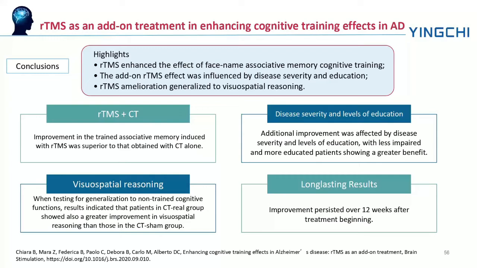And when testing for generalization to non-trained cognitive functions, results indicated that patients in the CT real group, which is the real rTMS combined with the cognitive training, also showed a greater improvement in visual spatial reasoning than those in the sham group. And the improvement persisted over 12 weeks after treatment beginning. So it also showed a long-lasting result.